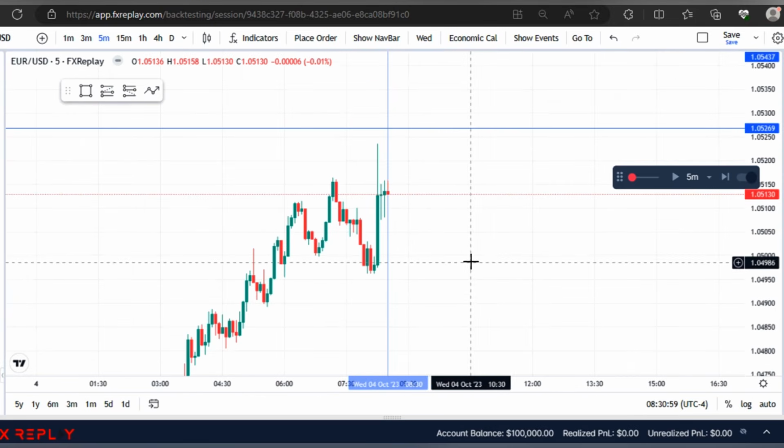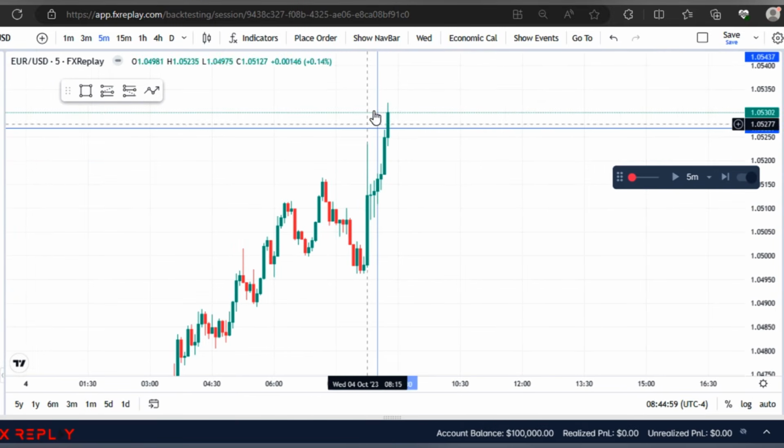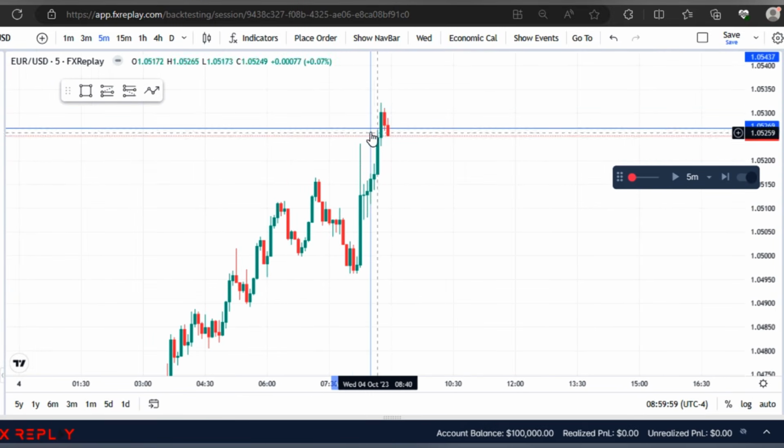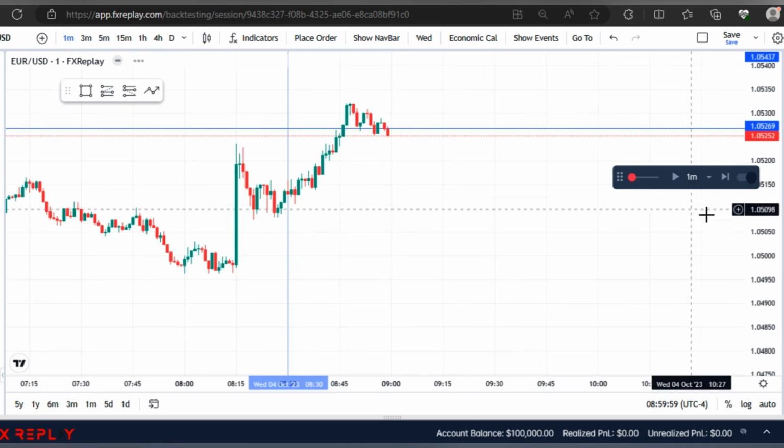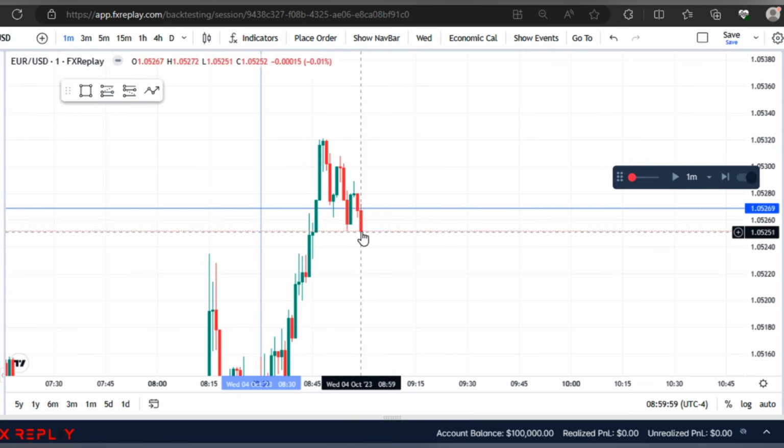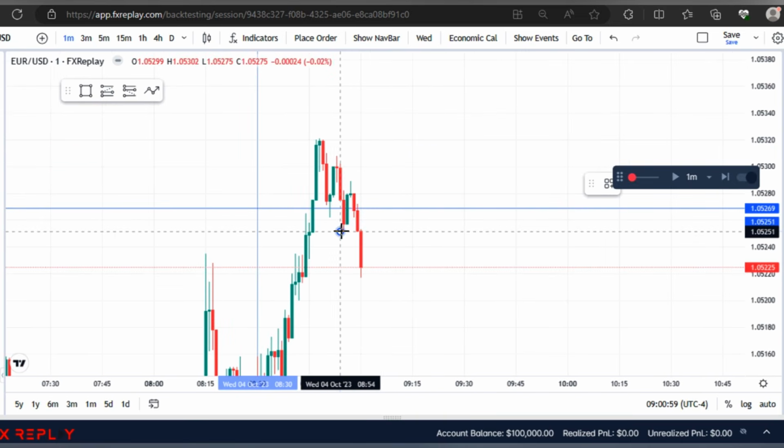After that, we will be waiting for one of those liquidities to be purged. Here we can see that buy-side liquidity is taken. Now we drop down to a smaller time frame. I'll switch to a 1-minute time frame and wait for the market structure shift, which we already have gotten.